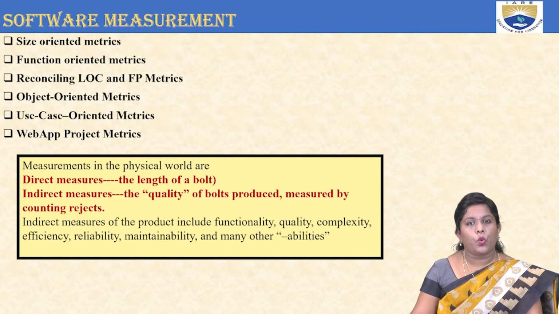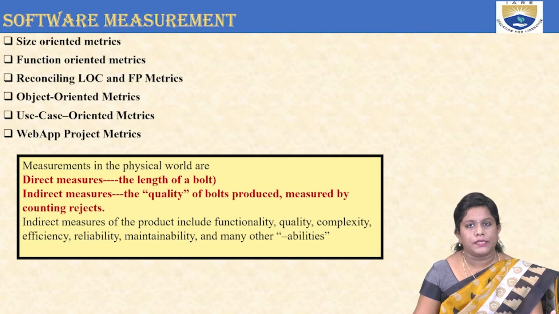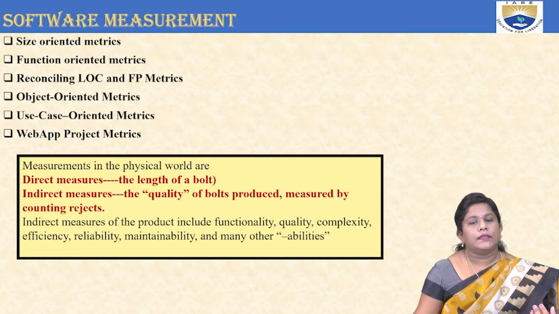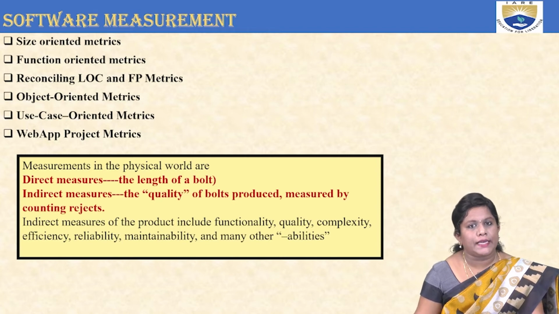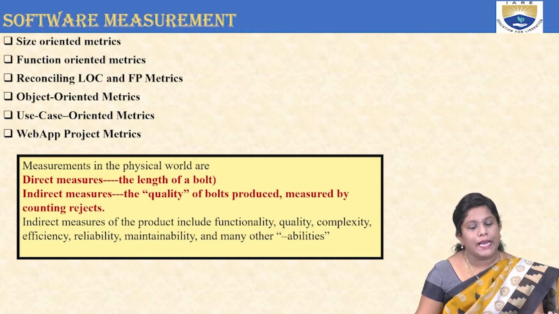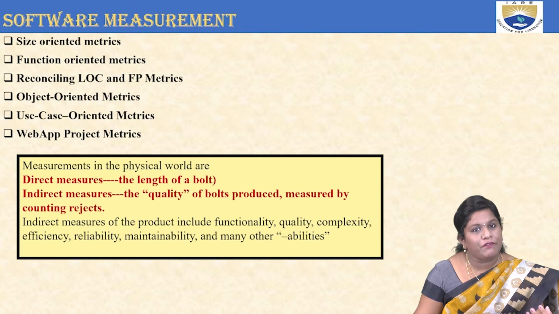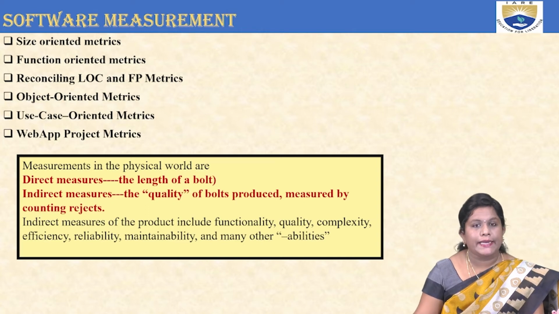Moving on to look at what exactly measurements are. Measurements in the physical world are discussed in two manners, that is the direct measures and the indirect measures. Starting with the direct measures, you are trying to find out the length of something, to know what exactly the measure is. When you say indirect measure, you cannot measure it directly with some values. The things where you cannot specify the values directly are called indirect measures.